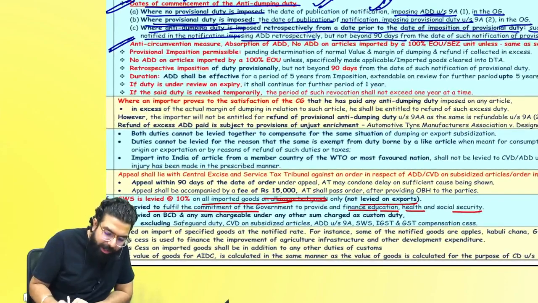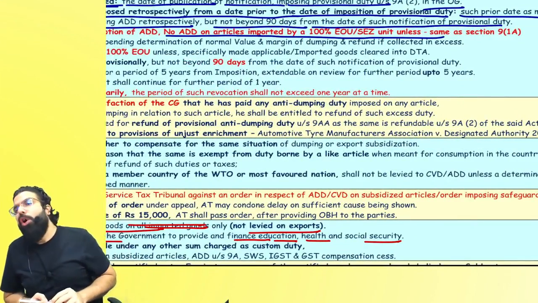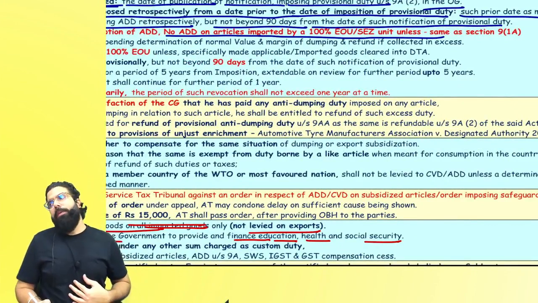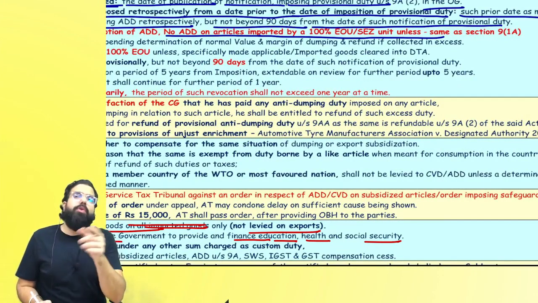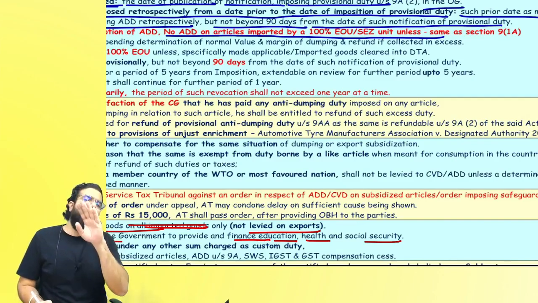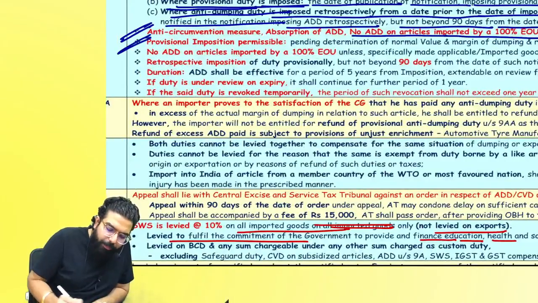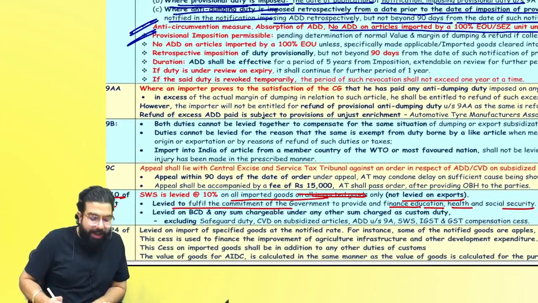All will apply over here also. Then, sir, no anti-dumping duty on articles imported by 100% EOU or SEZ unless specifically made applicable, or it is used for manufacture of goods cleared in the domestic tariff area, or those goods are basically cleared in the domestic tariff area. Sir, provisional imposition, is it allowed?